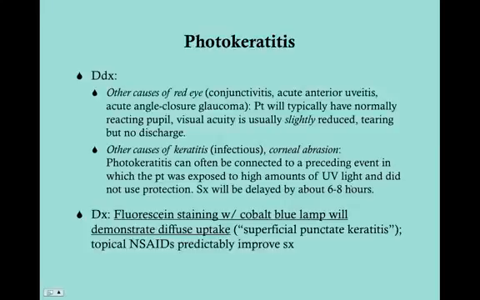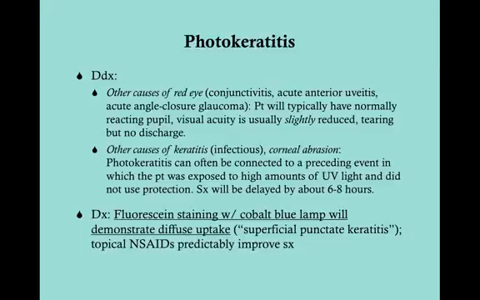So the differential for photokeratitis is, of course, any other cause of red eye. So our differential for red eye specifically includes conjunctivitis, acute anterior uveitis, acute angle closure glaucoma. With photokeratitis, the patient will typically have a normally reacting pupil, and that will set it apart from acute anterior uveitis or an acute angle closure glaucoma. In some cases, if it's really, really severe, the patient may have a reactive miosis, but typically the patient will have a normally reacting pupil.